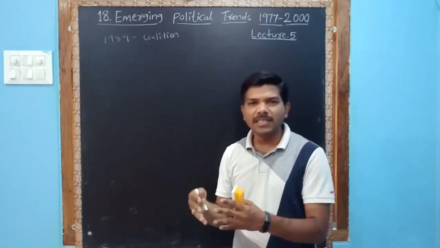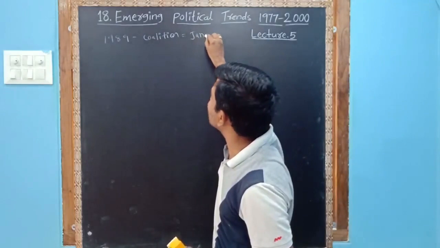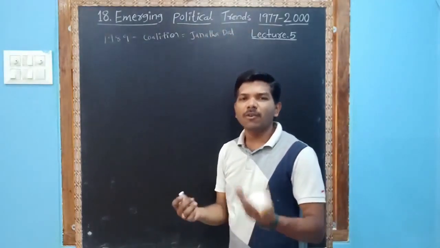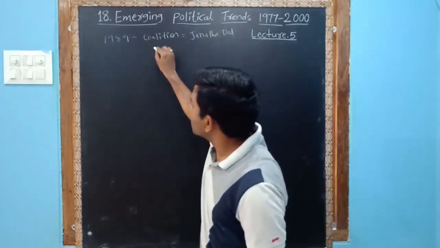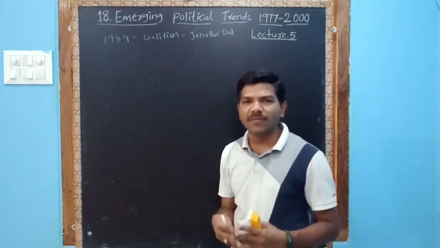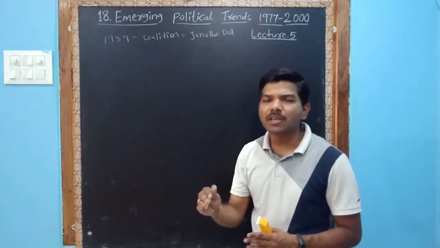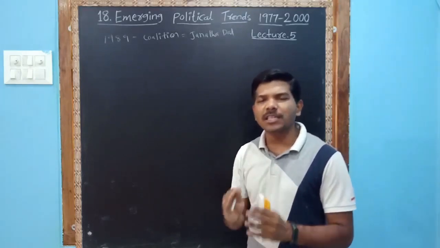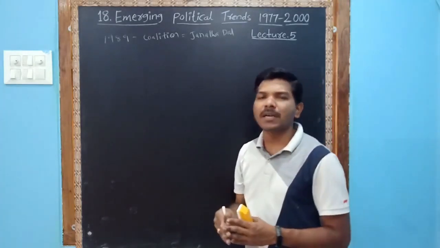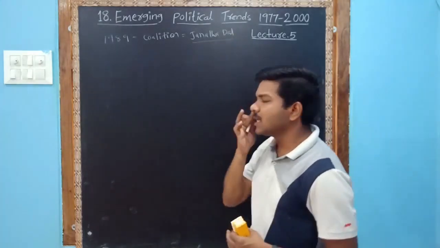all non-Congress parties came together and finally formed a party called Janata Dal. Like yesterday, in our previous session, we discussed that all non-Congress parties came together for their own benefit. Their main aim was to defeat the Congress party. They didn't want to give power to the Congress party. Hence, all the non-Congress parties came together and formed a coalition. This coalition is called Janata Dal.